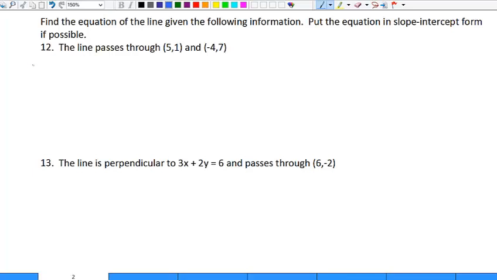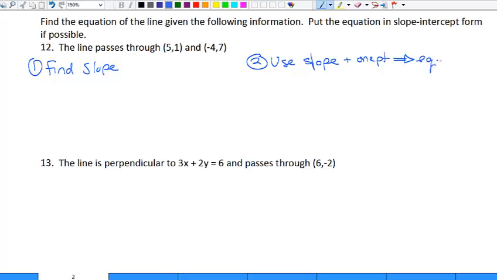So my game plan is, first, we need to find the slope, and second, we need to use the slope that we found in the first step and one of the points, and we're going to use those two things to get an equation.